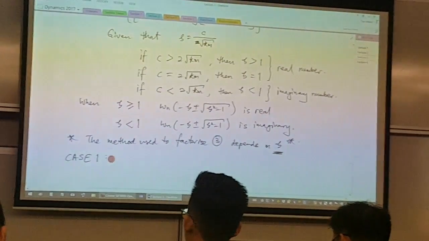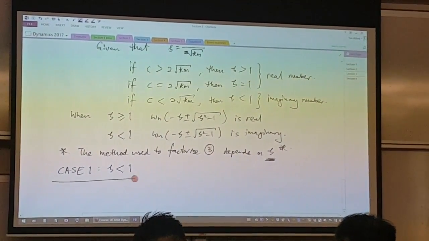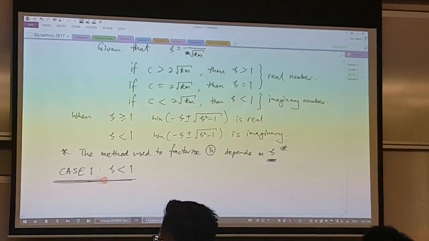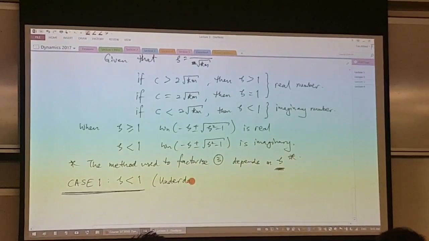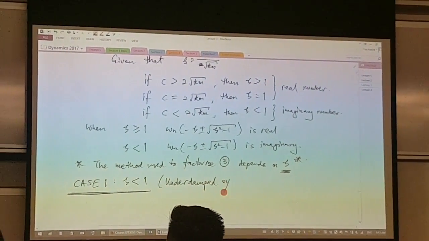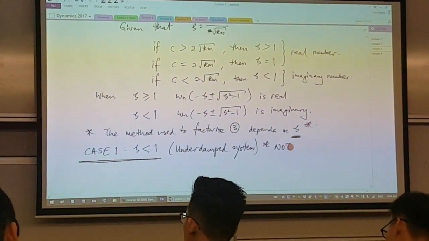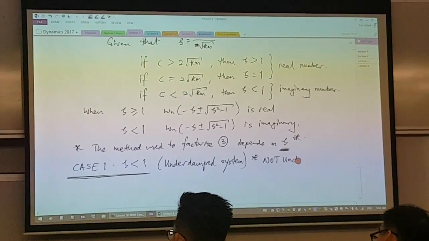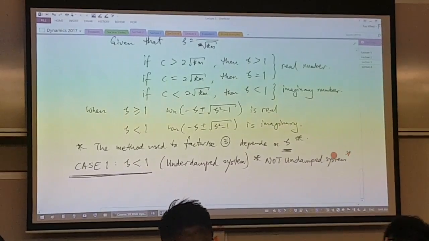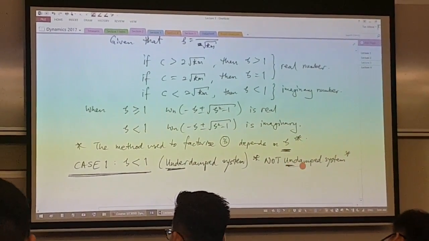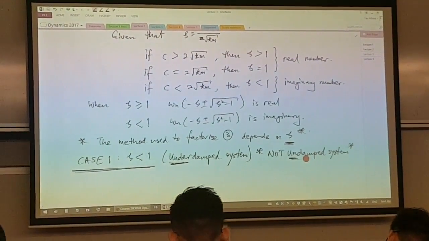Case 1. When zeta is less than 1, it has a name. We call it the underdamped system. Note, it is not undamped system. It is underdamped, not undamped. Undamped was the case when there's no damping, and we discussed that last week.